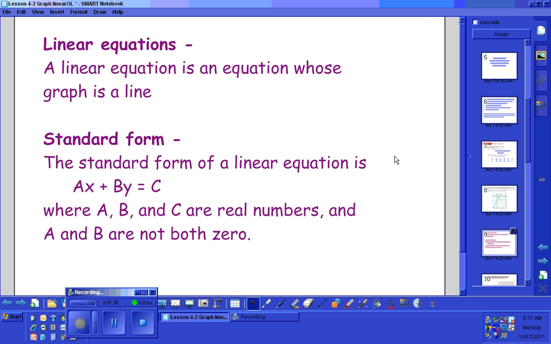A couple of definitions for your notes. A linear equation: look at the first 4 letters, you'll see a root word. A linear equation is an equation whose graph is a line.